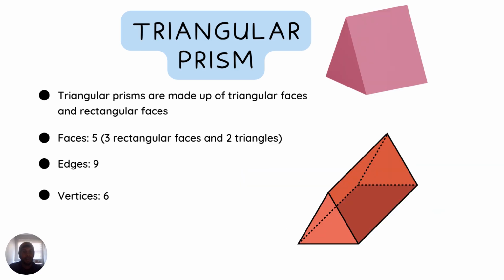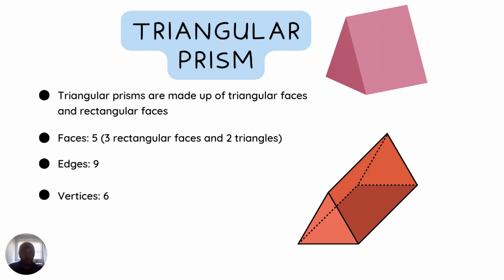Then we have the triangular prism. Now with this one, there are two shapes. We have the triangular shape, which forms the base, and then we have the rectangular shape as well, which goes around and connects the two triangular faces. So in total, we have five faces. We have two triangular faces, and then we have three rectangular faces. So we can count one, two triangles, and then three rectangles.